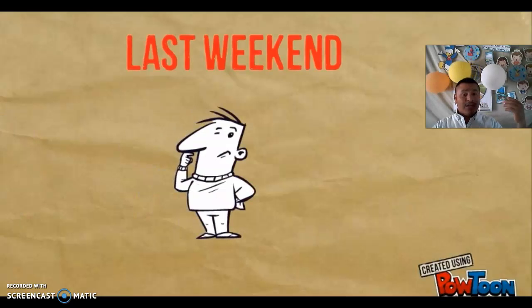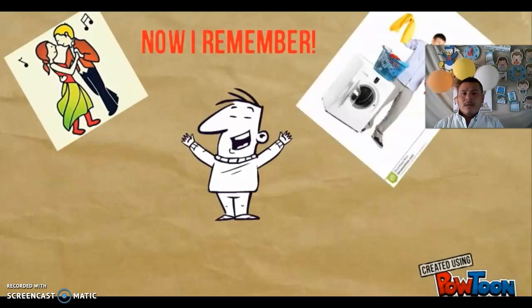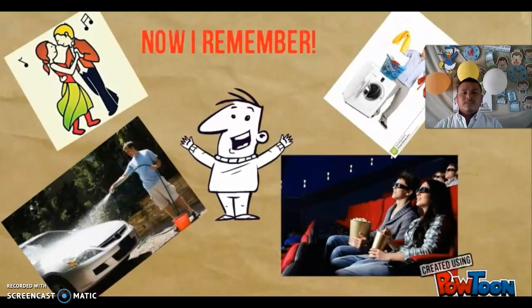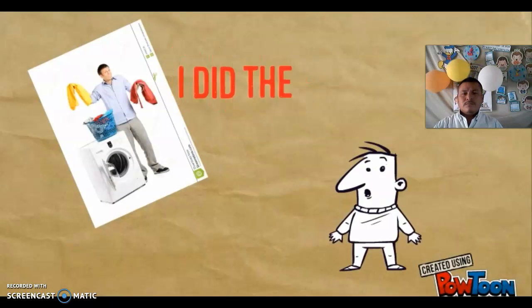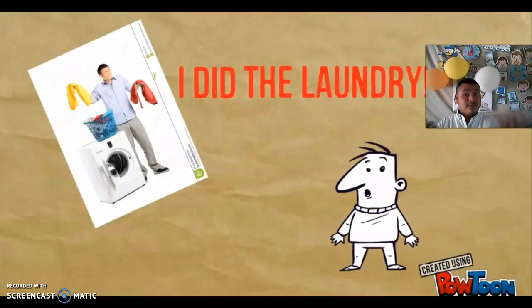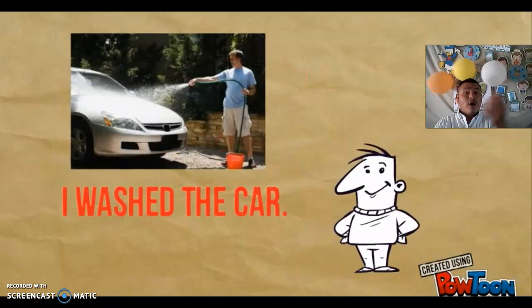The last weekend. What is it? What happened last weekend? Take a look at the picture. I did the laundry last week. I did the laundry last Sunday, for example. I washed the car. You washed the car when? You finished it. I washed the car yesterday. I washed the car 2 hours ago, for example.